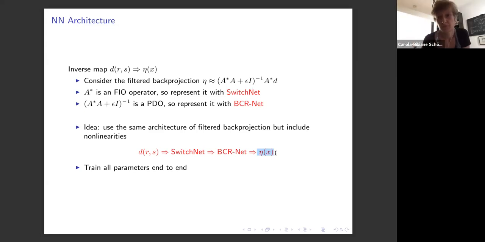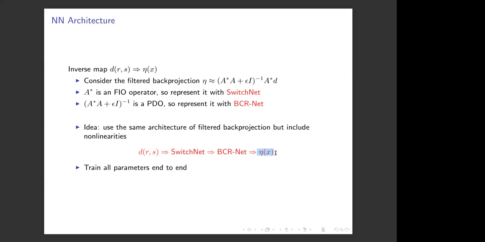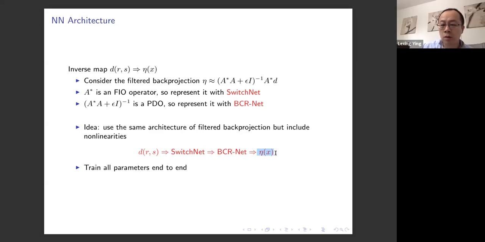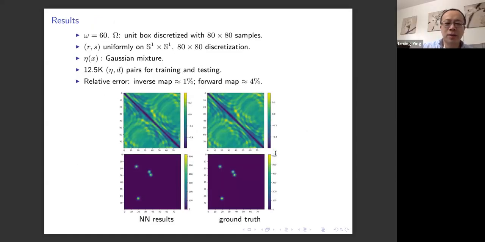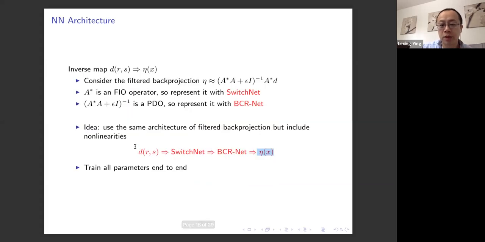Okay, I see. So you don't actually calculate an inverse matrix necessarily. No, it's just representative. Okay. Actually, I have to take it back a little bit. In this example there is a forward map, because I'm doing the results for both the inverse and forward map. So in this example, we trained the forward map as well, purely using the SwitchNet. But that's not the main purpose of this talk. This talk is mostly about the inverse map. So in the case of the inverse map, let's go back to the second red line here. The inverse map architecture is this SwitchNet plus BCR net, and I train everything together.